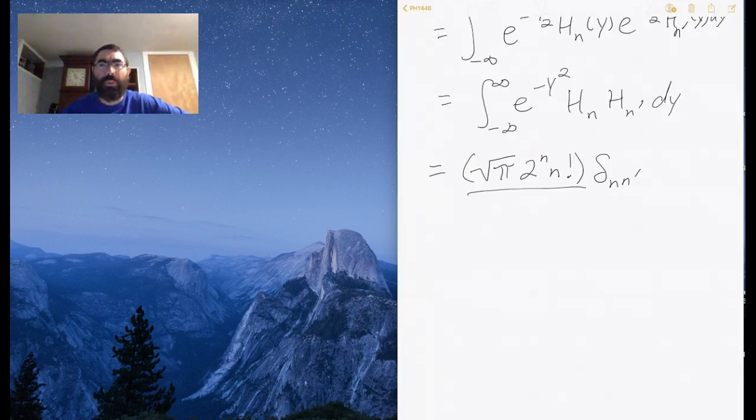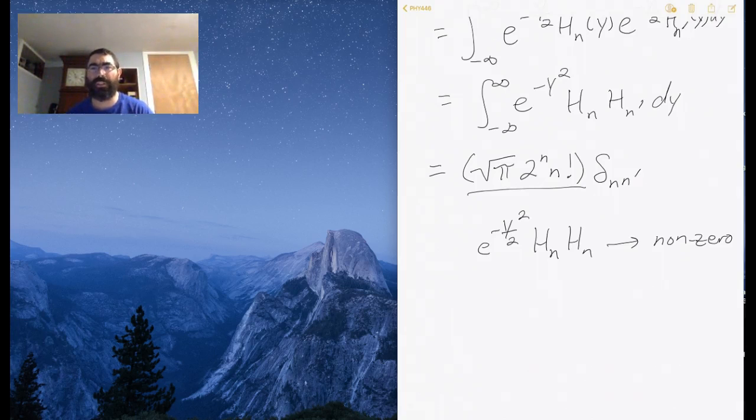these Hermite polynomials are orthogonal to each other, and so it's only when we take a probability density e to the minus y squared hn that we get something that is non-zero. Okay, so that means we can't mix the states. We can't look for the inner product of a state n prime and n. That would be 0.